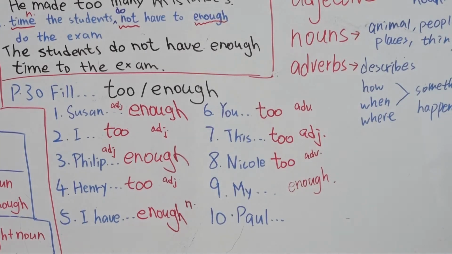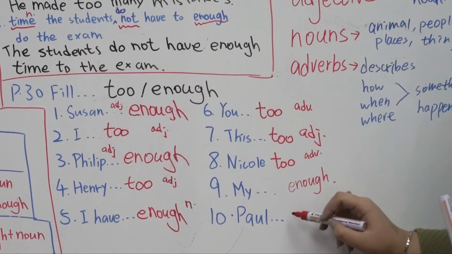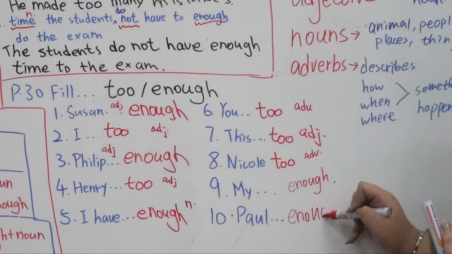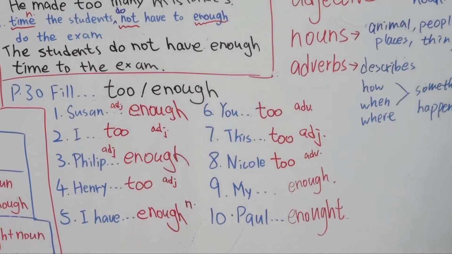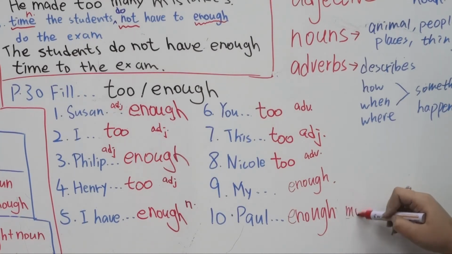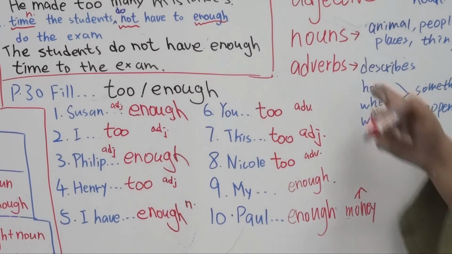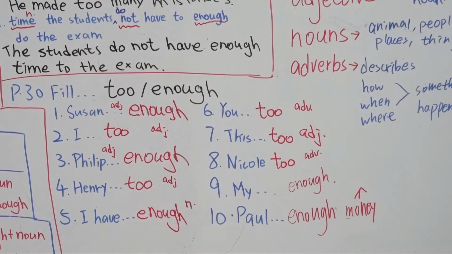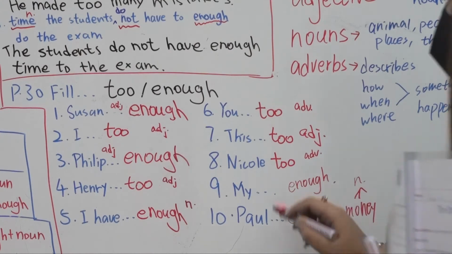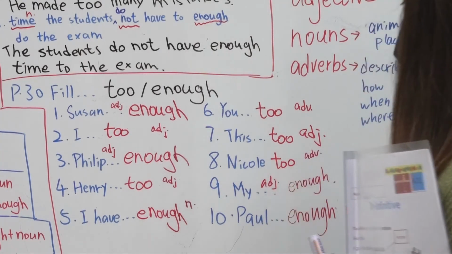Number 10. Paul has got what? Enough money. Sorry, I've said the answer. Paul has got what? Money to buy a model car. Enough. Why do we use enough here? Got enough money. Money is what? It's a noun, adjective, or adverb? Noun. And here, warm is an adjective, remember.